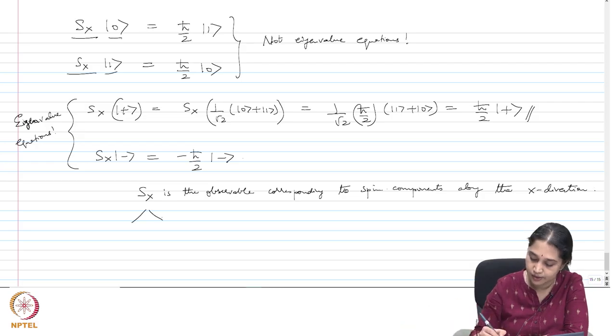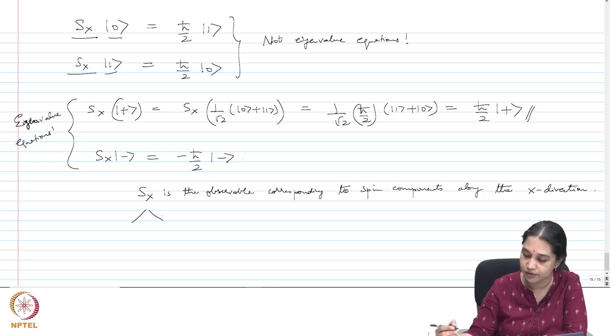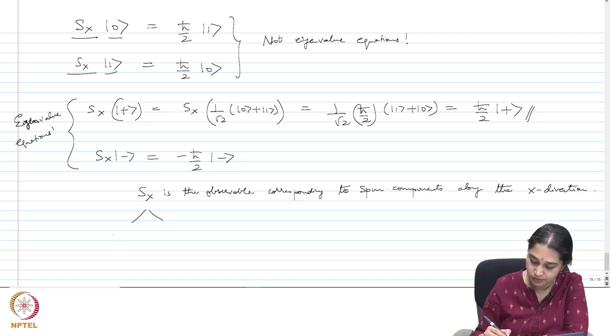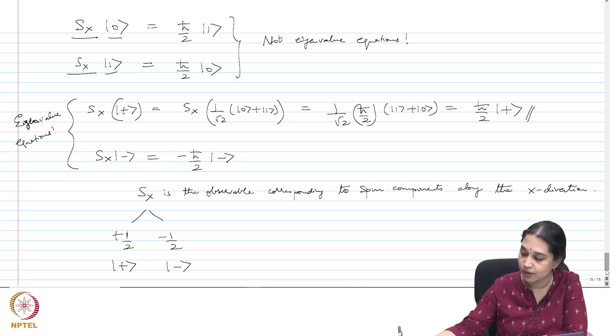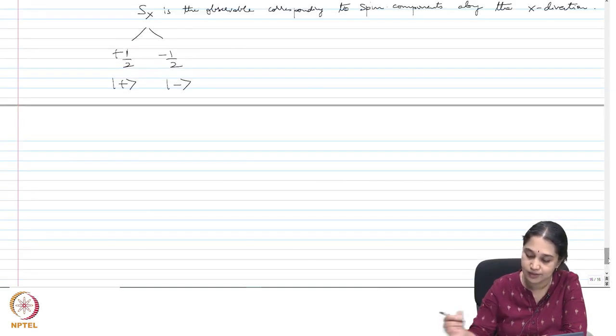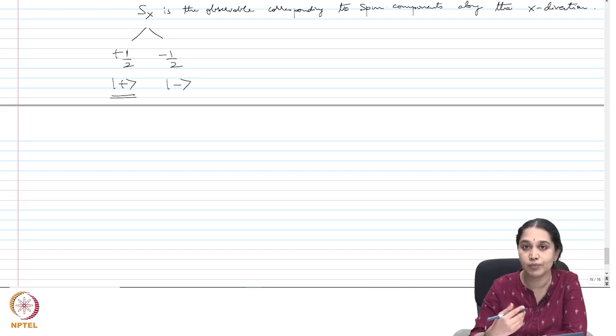And once again the spin for a spin half particle in any direction can take on one of two values. So this is again plus half or minus half in units of h bar. And then the associated eigenstates are ket plus and ket minus. So ket plus is a definite spin state, namely the spin plus half state along the x direction, and ket minus is the spin minus half state along the x direction.